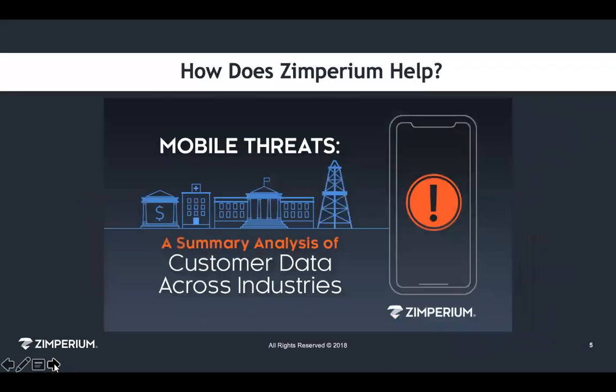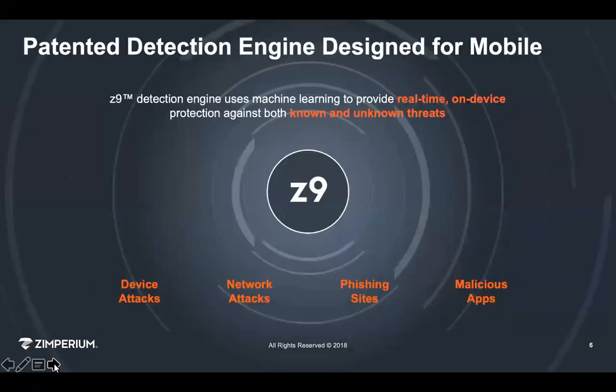So how does Zimperium help? I'm going to go through literally 3 slides real quick on the product, because it helps set up the data and it'll provide some context. Z9 is our one engine. We have a machine learning based engine that is trained in the cloud against tens of millions of mobile devices around the world and billions of data points. Once it's trained to be able to detect device, network, phishing, and malicious app attacks, and it knows what to look for, those, what we call classifiers, are put down on the device itself.